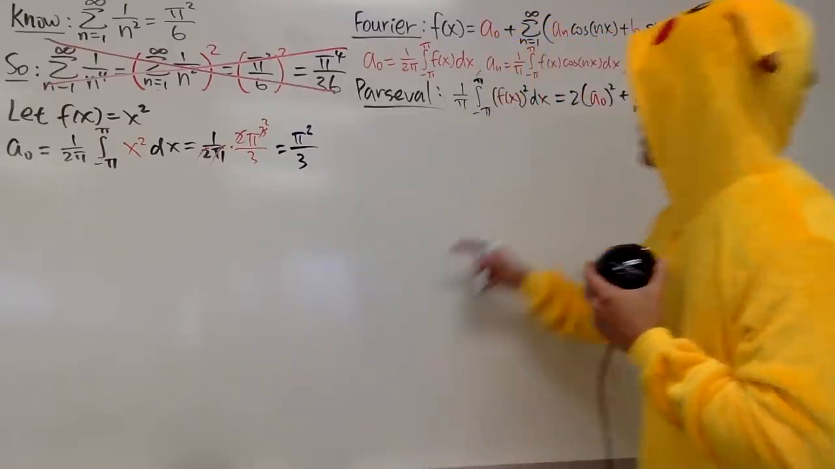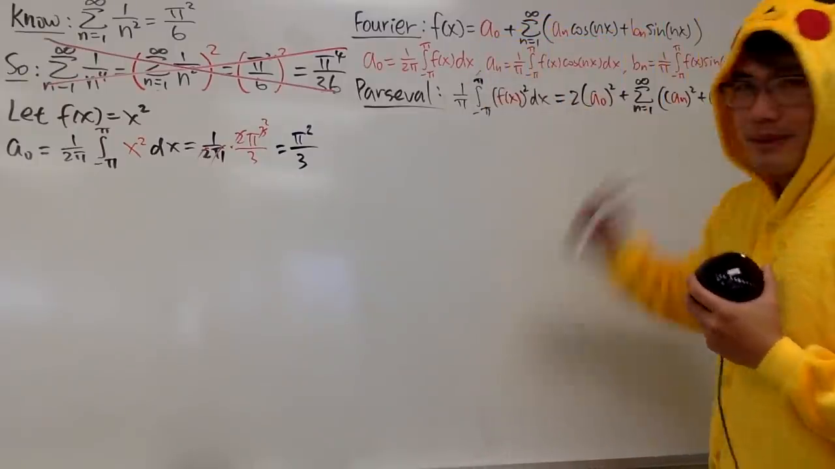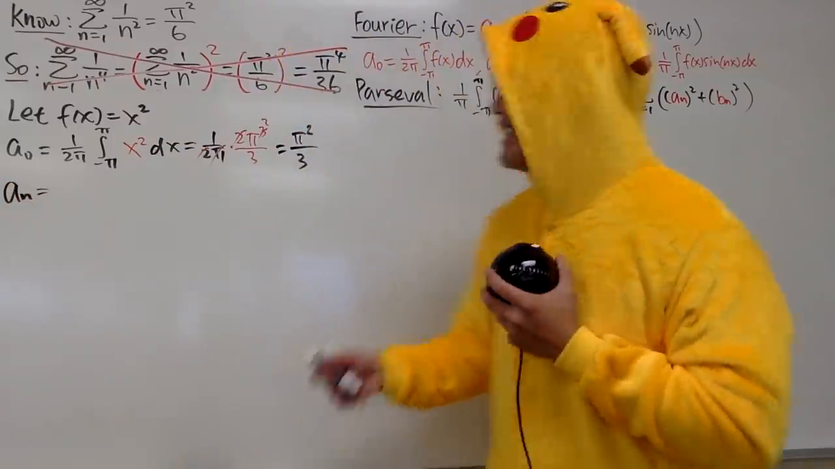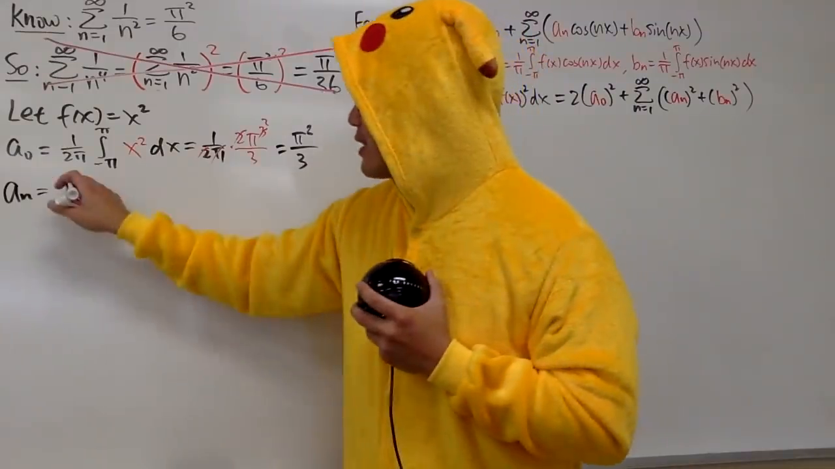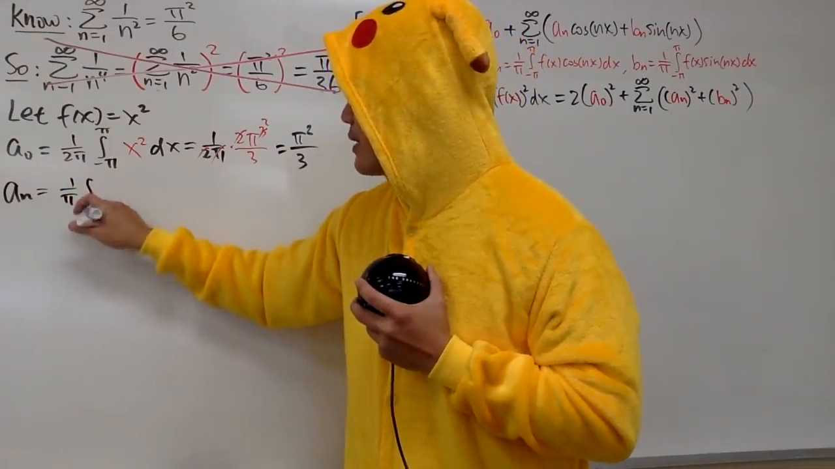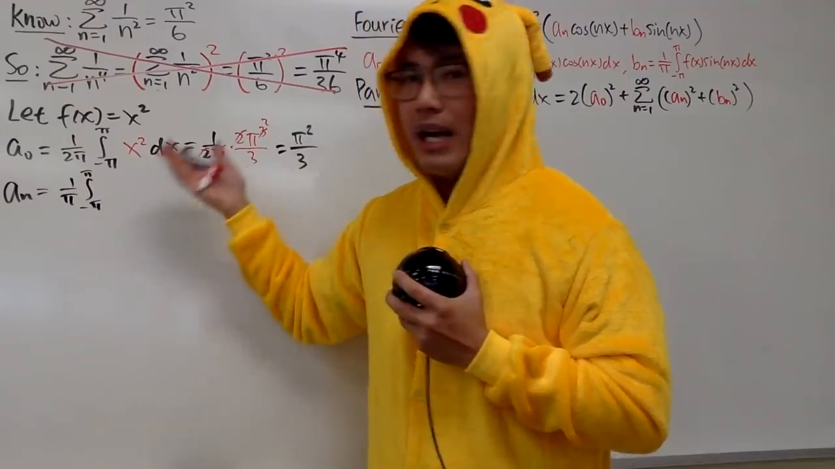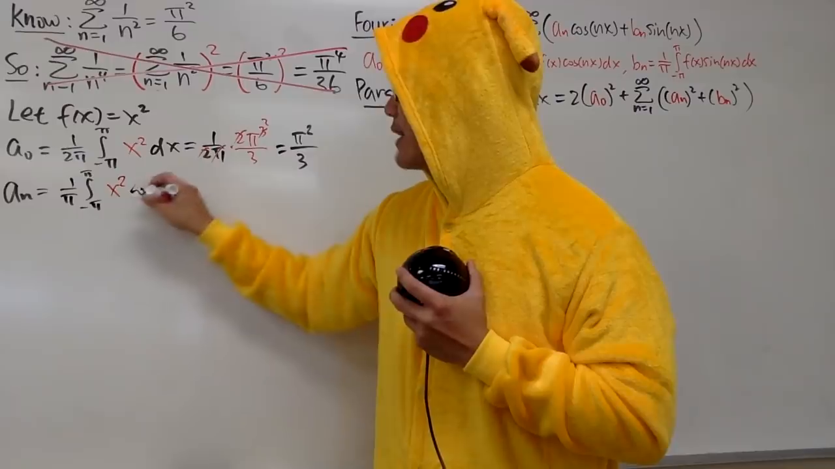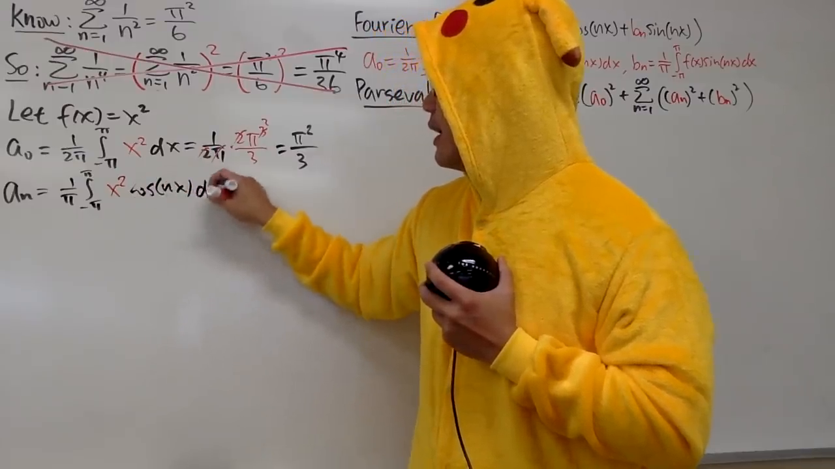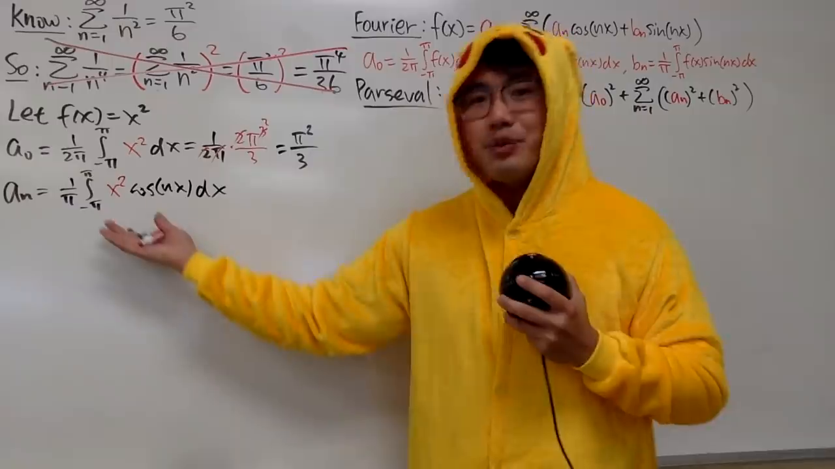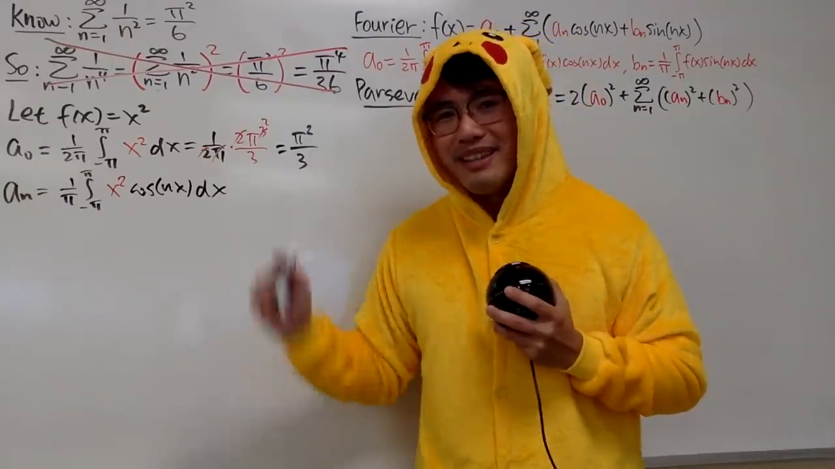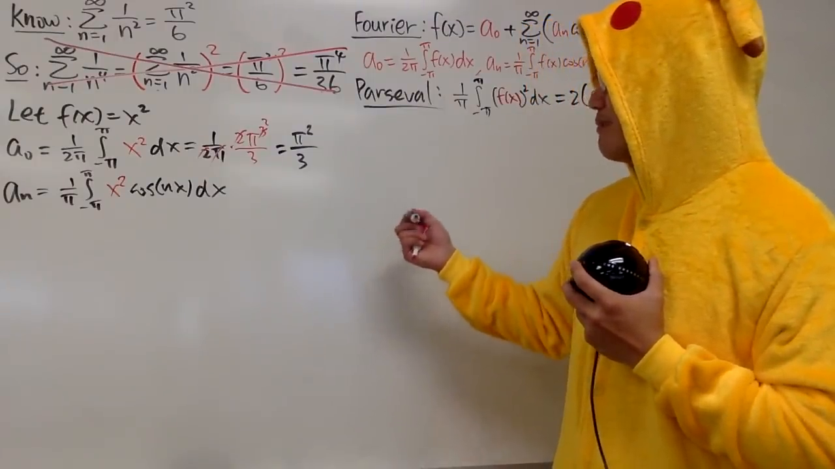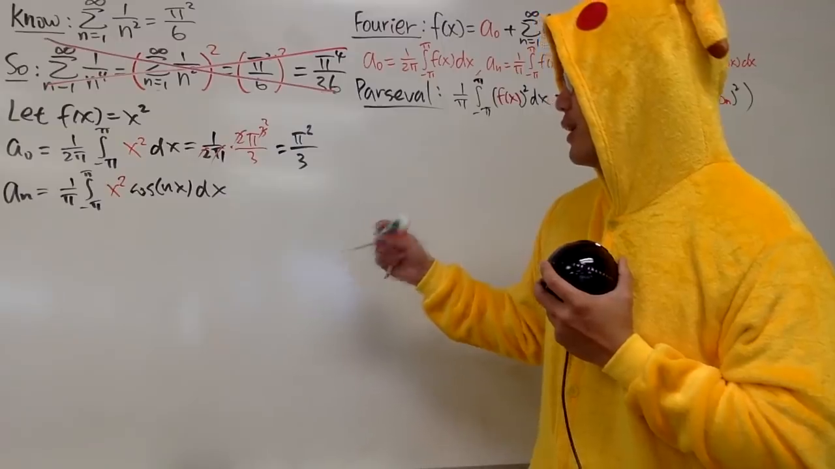And then we continue. Let's do an, why not? Okay, this is the one that we actually have to do the most amount of work. This right here is 1 over pi, so let's put that down. Integral from negative pi to pi, and then we have to do x squared times cosine of nx. And yes, we'll be doing a lot of integrations. But this one is actually not that bad because we can just do this by integration by parts, the DI method, of course.